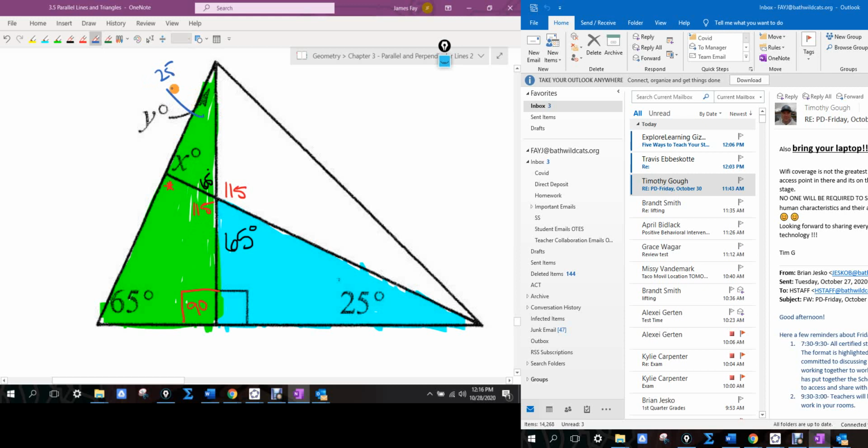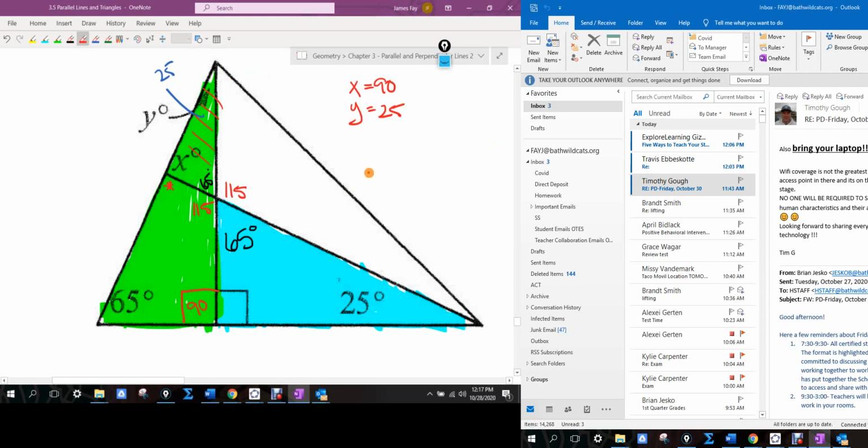So now, looking at, oh, what color is going to work here? Looking at this triangle up here. Do you know two angles of that? Yes. That's 25 and 65. So that gives me what? 90. So X is, like, 110. No, 90. X is also 90. So X is 90. Y is 25.